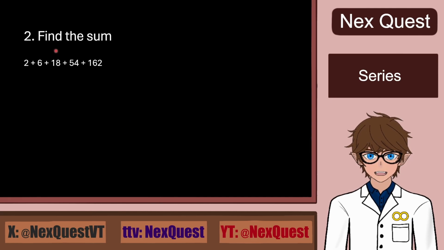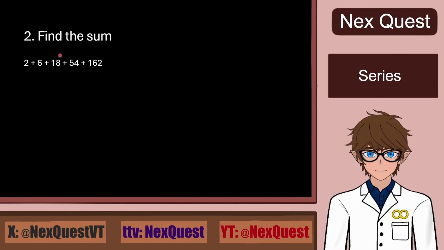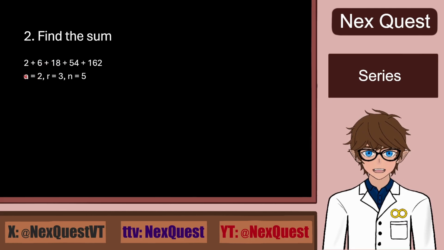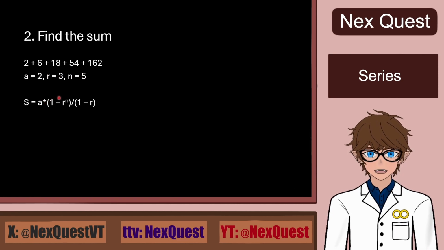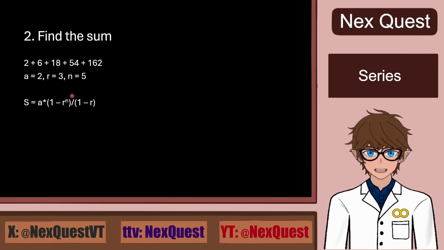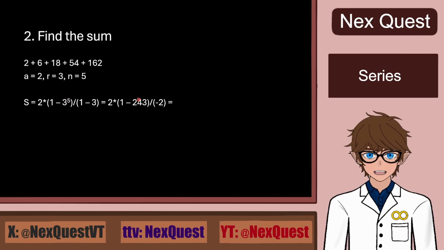The second example, we wanted to find the sum of this 5-term series. We have the first term being 2, the ratio being 3, and the number of terms 5. So we use the formula for finite geometric series. We plug in the a, the r, and the n. 3 to the power of 5 is 243.